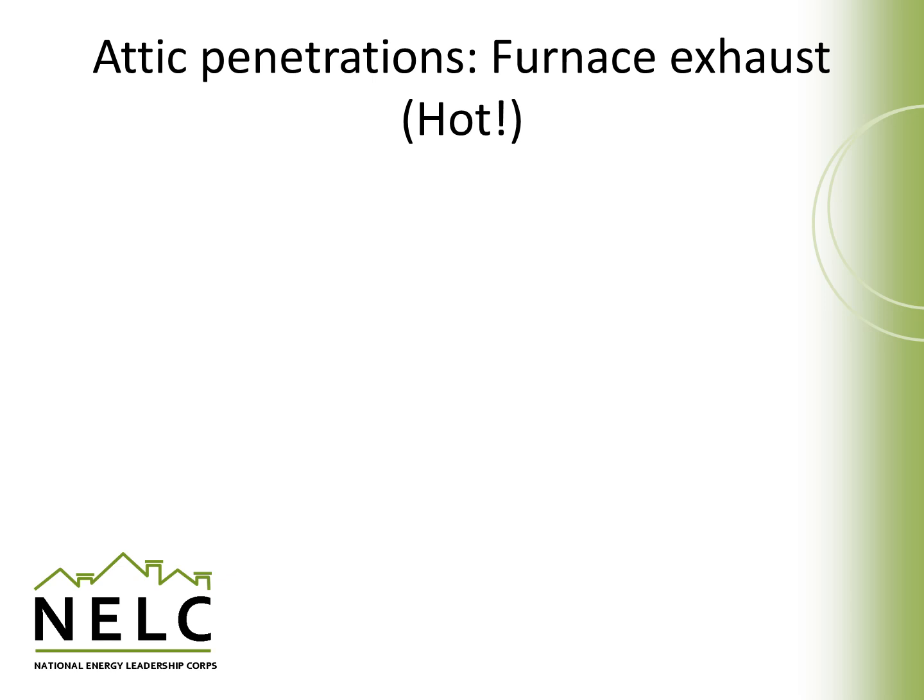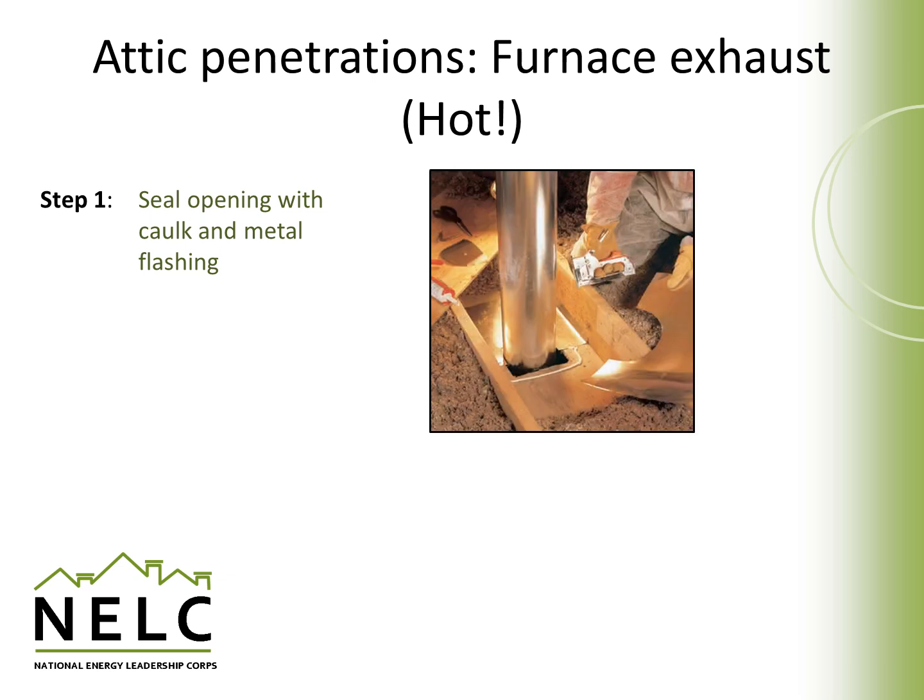Attic penetrations are a significant source, and there are a number of different shapes and sizes, but the furnace exhaust is a common source of heat loss. And there are a couple steps to do this. The first step would be to seal the opening around the furnace exhaust. There was probably a square hole cut for a round pipe. So we really do have a round peg and a square hole.